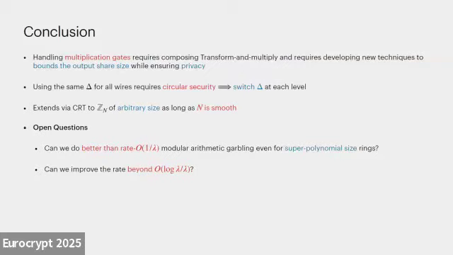Using the same delta for all wire values actually requires circular security. So we have to do some sort of key switching at every step. And finally, this construction naturally extends to a large polynomial ring, as long as the modulus is a smooth integer. Some immediate open questions are if it's possible to go beyond log lambda by lambda, to improve arithmetic garbling beyond log lambda by lambda for modular arithmetic.